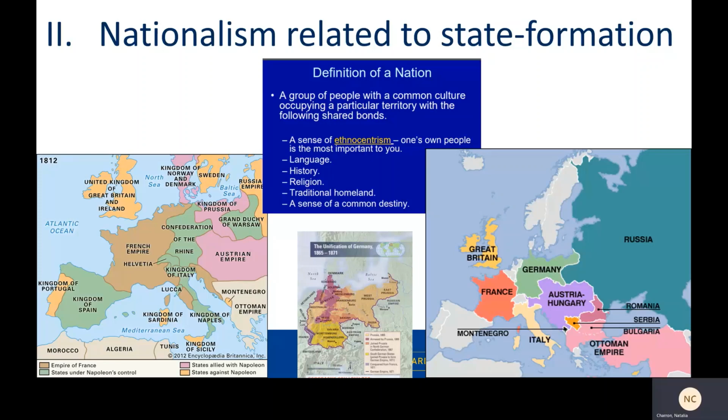And for this purpose, we're going to be looking at the formation of Germany and Italy, two of the great powers in Europe, honestly Germany much more than Italy, that formed in the late 1800s and whose formation is going to contribute to World War I down the line.